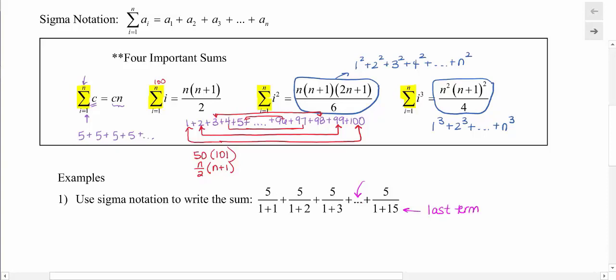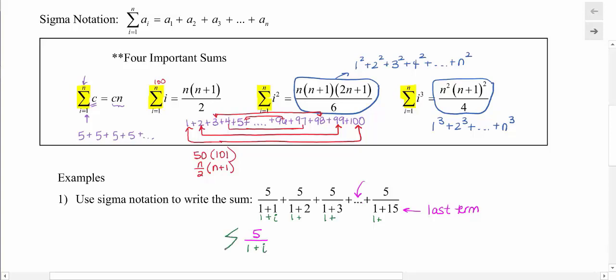What I can say is my numerator is 5 all of the time. If I'm looking for a pattern in each one of these fractions, I can see that the denominator is 1 plus all the time. That does not ever change. But then what does change is this number after it. So if I call this i, for example, that would then be my first, my second, my third, my fourth, all the way to my 15th. So I'll say this is 1 plus i.